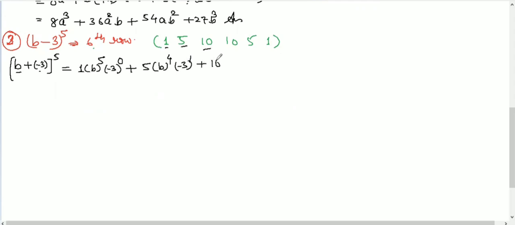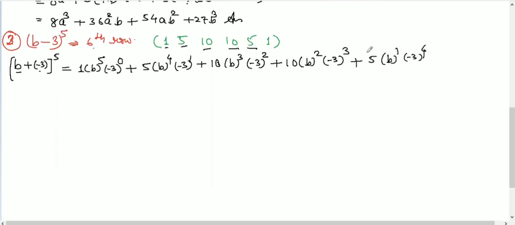Plus the next coefficient is 10, which is this one: 10 b to the power 3, minus 3 to the power 2. The next coefficient is again 10, so b to the power 2, minus 3 to the power 3. The next coefficient is 5, b to the power 1 and minus 3 to the power 4. Next and the last coefficient is 1, b to the power 0 and minus 3 to the power 5.